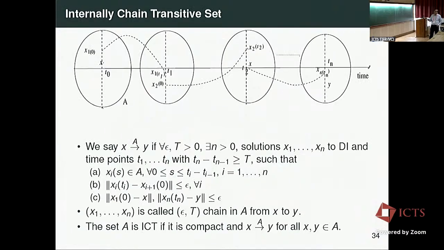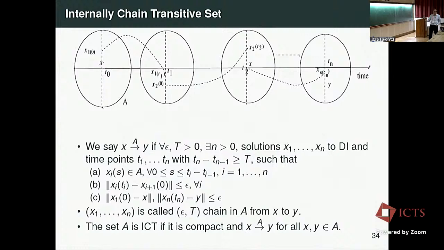There's some more definition of what we call an internally chain transitive set. So let's say we have these solutions, x1 to xn, of the differential inclusion. Let's say A is your set. We say that A is internally chain transitive if the following holds. You pick any two points, x and y. It's the same set that is moving, shown to move in time. Suppose now you start in an epsilon neighborhood of x, and you go at least some t instants later, and t instants later you are somewhere here, and the differential inclusion trajectory gives you this.